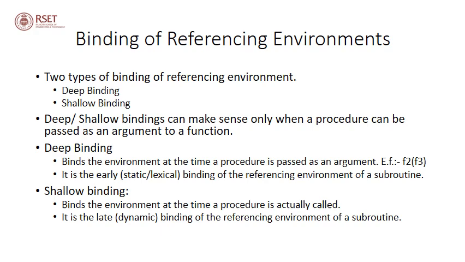Deep binding binds the environment at the time a procedure is passed as an argument. For example, f2 of f3, that is f3 is passed as an argument to function f2. It is the early binding of the referencing environment of a subroutine. Whereas in shallow binding, it binds the environment at the time a procedure is actually called. It is the late or dynamic binding of the referencing environment of a subroutine.